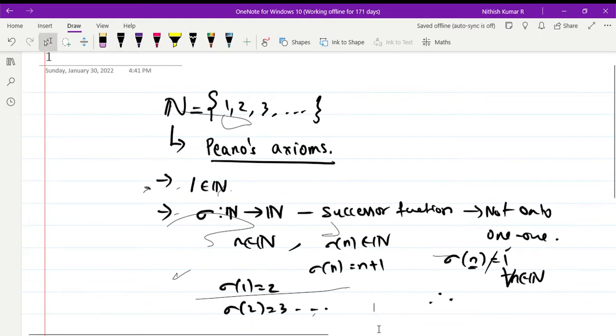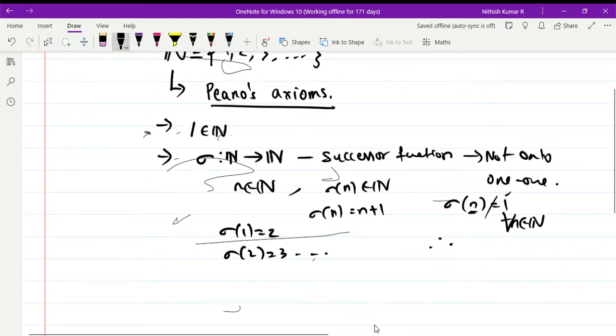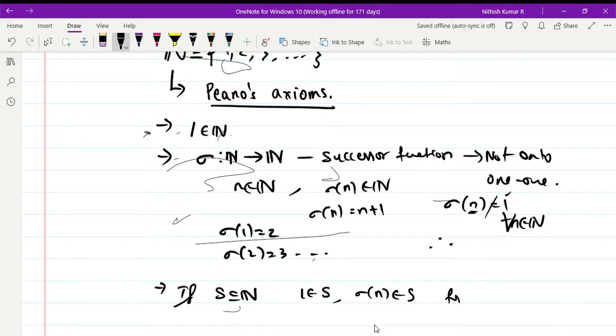The third condition, or the third property, is: if S is a subset of N such that 1 belongs to S, and sigma of n belongs to S for any n belongs to S, that means whenever you take a number from S, its successor is always in S, and moreover 1 is in S, then what must S be? S must be equal to N. So these are the three properties which characterize N.